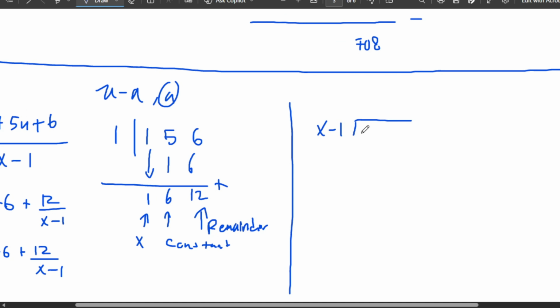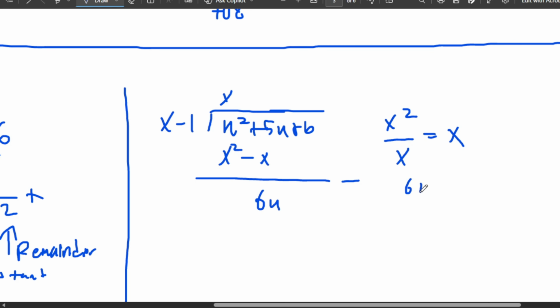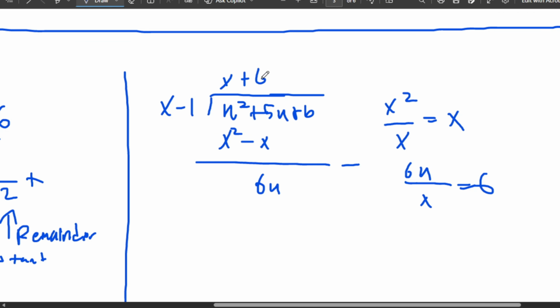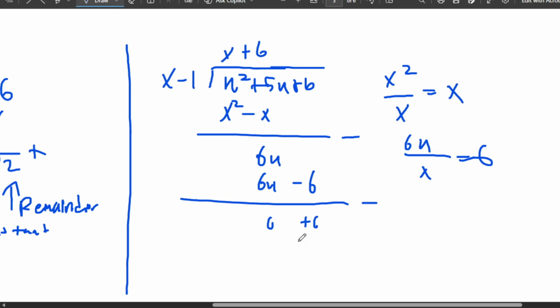So x minus 1 into x squared plus 5x plus 6. x squared divided by x gives x. So x times x minus 1 is x squared minus x, and we subtract them. 5x plus x will be 6x, and 6x divided by x will be 6, and then times x minus 1 gives 6x minus 6, and we subtract them. We would have 0 x, and then 6 goes down, so plus 6, and this is plus 6, and then subtracting them, we have positive 12.